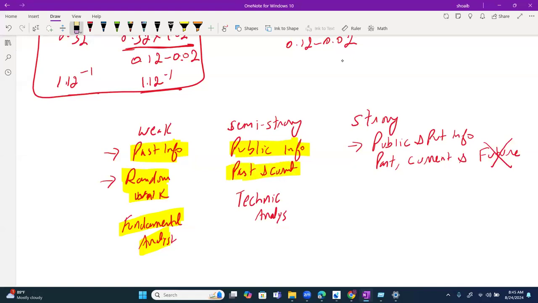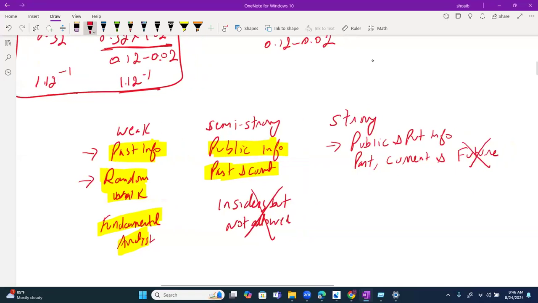Okay, I am finishing this one. This is not possible. Only who can work here? Insiders. But they are not allowed, that is why I crossed it. Okay. Strong form shows public and private information, past and current. So what about the future? No. No one knows the future.